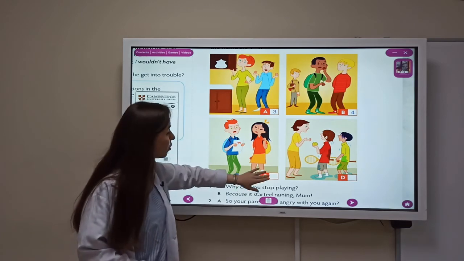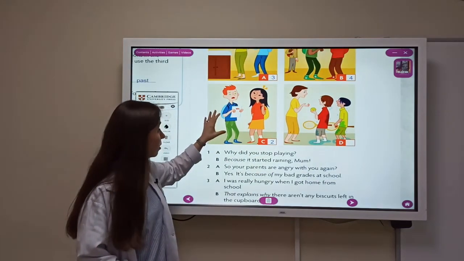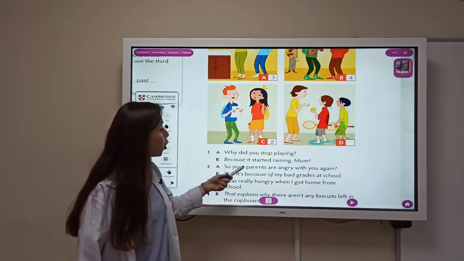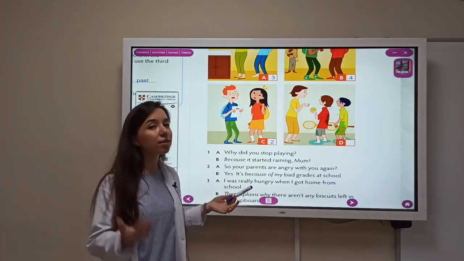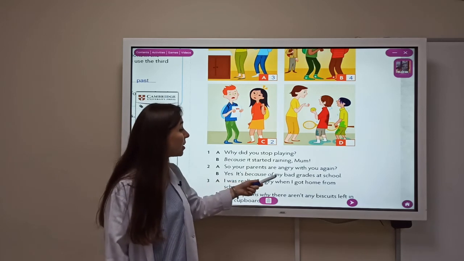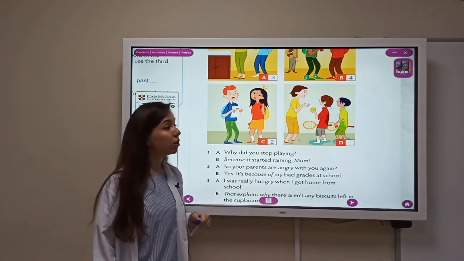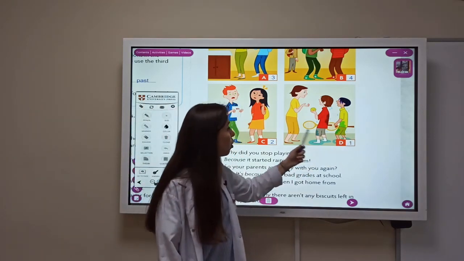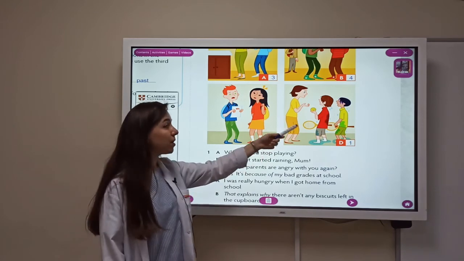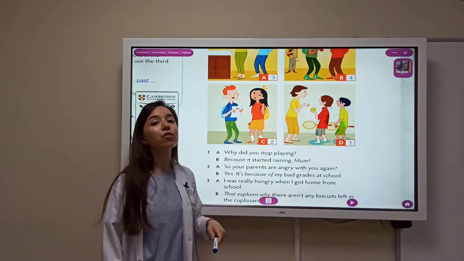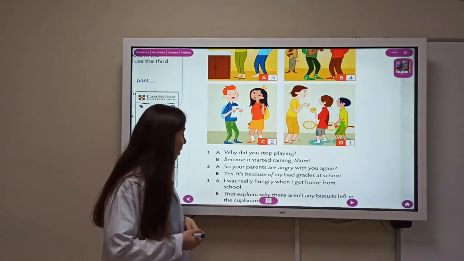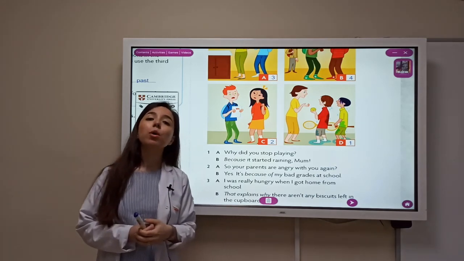Number 3, C. So your parents are angry with you again. Why are they angry? What is the consequence? Yes, it's because of my bad grades at school. And this is also 1. Why did you stop playing? The mother asked them, why did you stop playing? Because it started raining, Mom. This is the consequence.